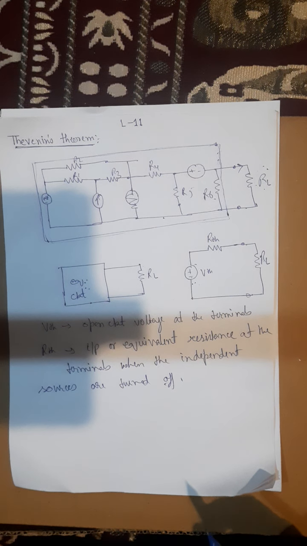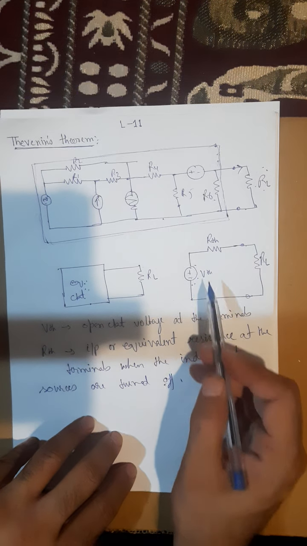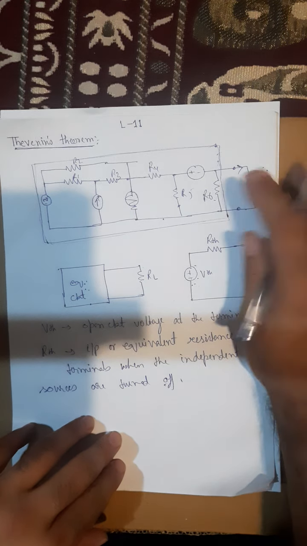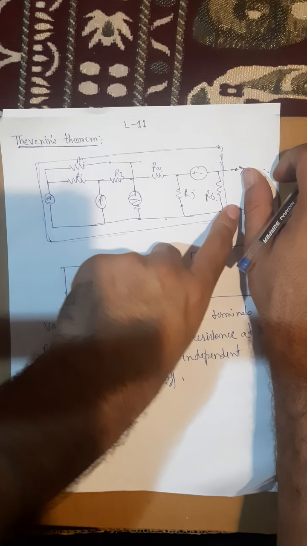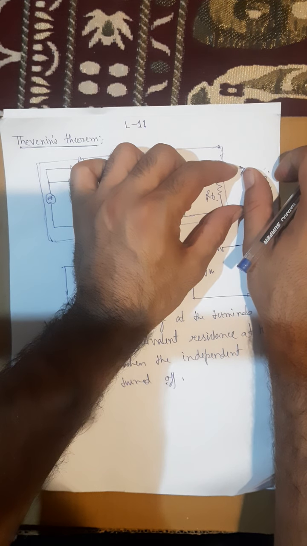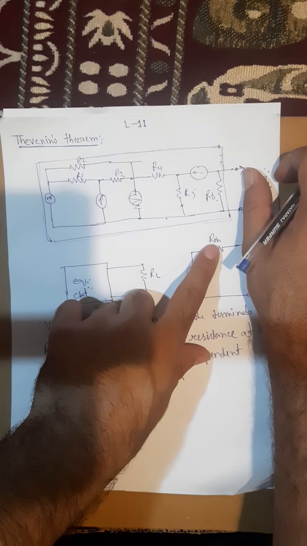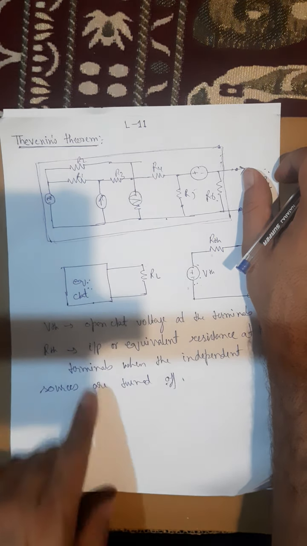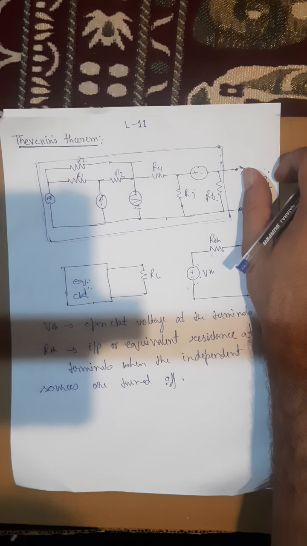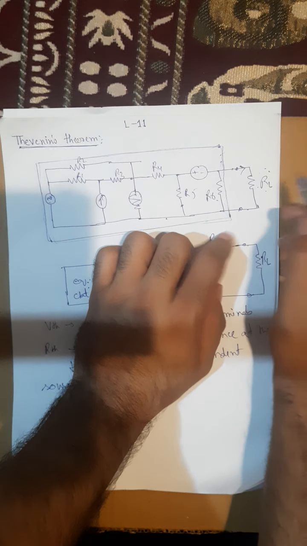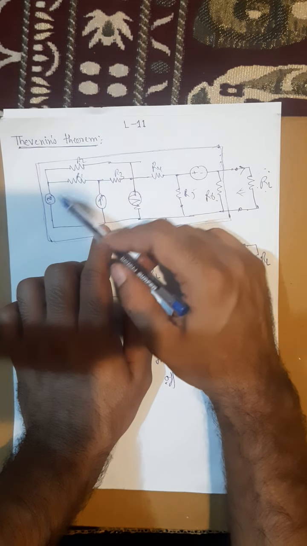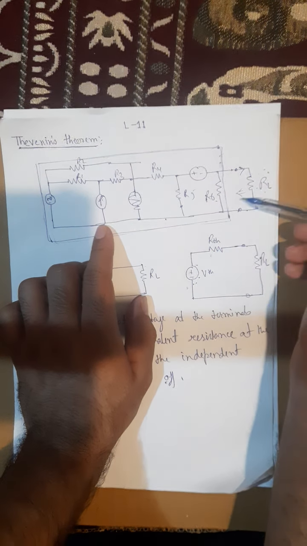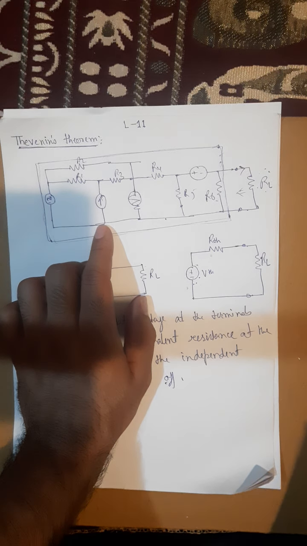So how to calculate VTH? VTH is the open circuit voltage at the terminals. Means if I remove this load, an open circuit will be formed here. If I am removing this load, there will be an open circuit. So what will be the voltage across this open circuit? It is VTH. And what is RTH? RTH is the input or equivalent resistance of the terminals when all the independent sources are turned off. Means we will remove the load and we will see the resistance from this end by turning off all the independent sources. Then we will see the resistance from this end, so it will give us RTH.